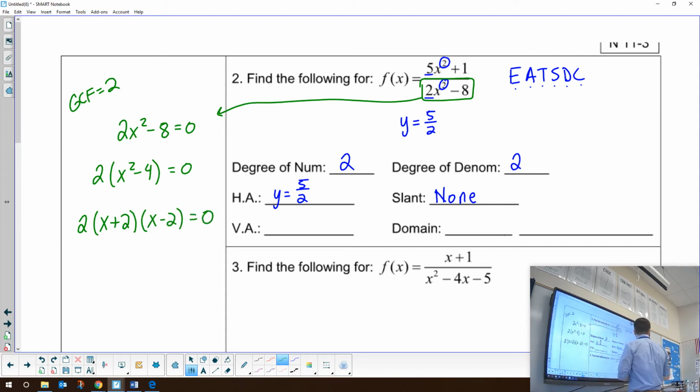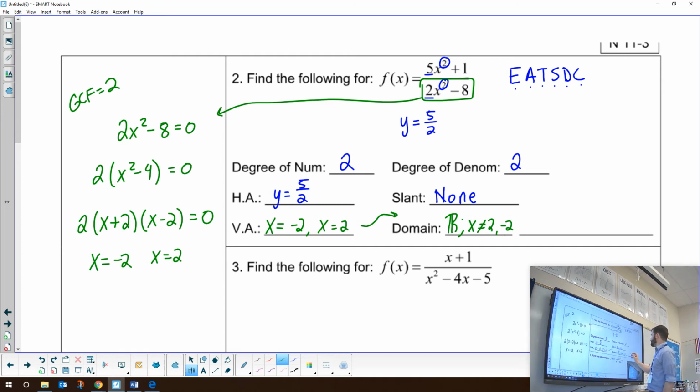Okay, so remember, your undefined values are going to be the opposites of your factors. So my undefined values for this one, we're going to have x equals negative 2, x equals positive 2. So my vertical asymptotes are going to be x equals negative 2 and x equals positive 2. That helps me write my domain. My domain is going to be all real numbers except x can't equal 2 or negative 2. And we can write it out. So think about it. My graph's going to go from negative infinity to negative 2, from negative 2 to 2, and then from 2 to positive infinity.